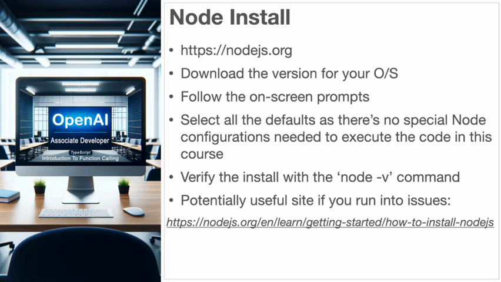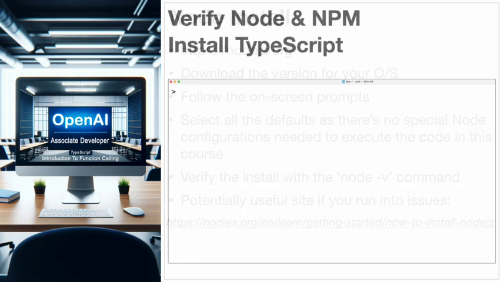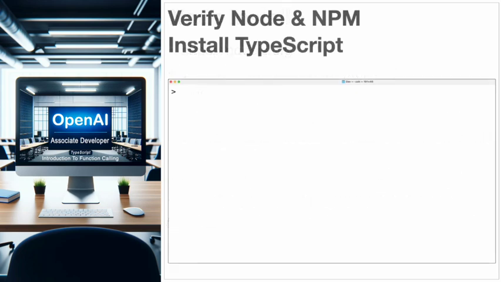4. Verify installation. After the installation is complete, open your terminal or command prompt. Type the command node -v to check the installed version of Node. Then type the command npm -v to check the installed version of npm, Node Package Manager. If both commands return version numbers, Node is successfully installed.